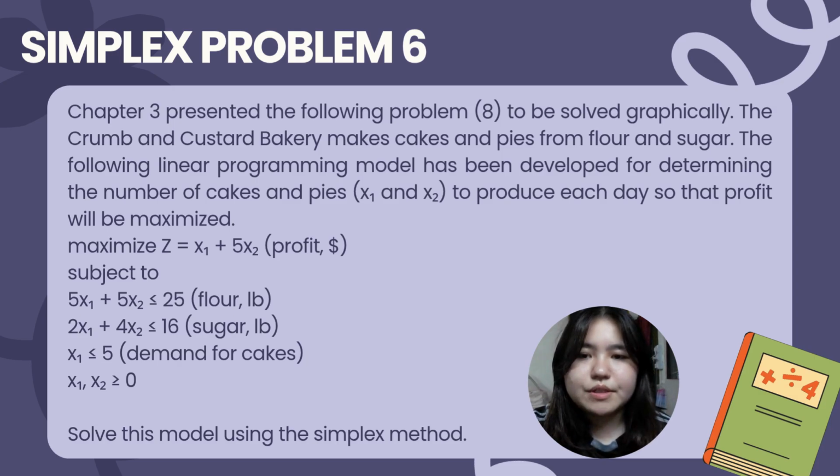This question is about Crumb and Custard Bakery. The bakery produces cakes and pies using flour and sugar. The objective is to maximize profit. The objective function is z equals x1 plus 5x2, where x1 represents cakes and x2 represents pies. The constraints are the flour constraint, sugar constraint, and demand constraint.